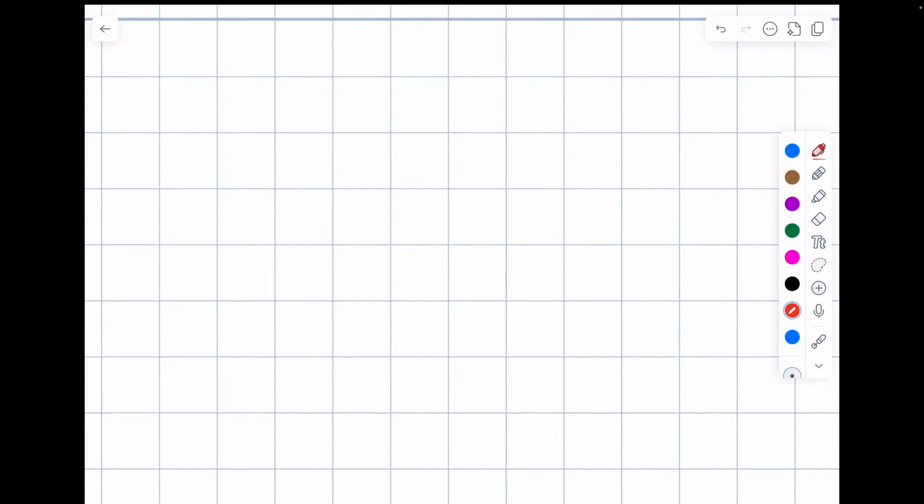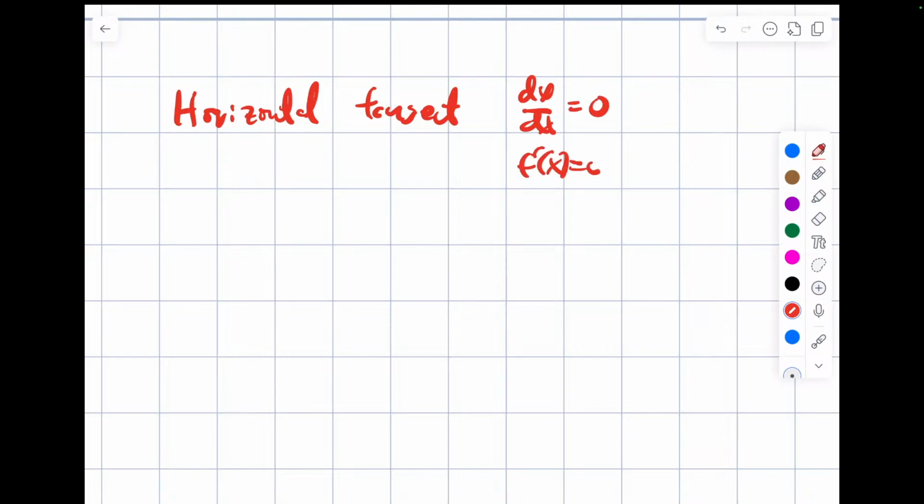All right, so how do I find horizontal tangent, right? For horizontal tangent, make sure you understand that because I'm going to ask you this a lot. Horizontal tangent is basically setting dy/dx equal to 0, or f prime of x equal to 0, and looking for that evaluation.